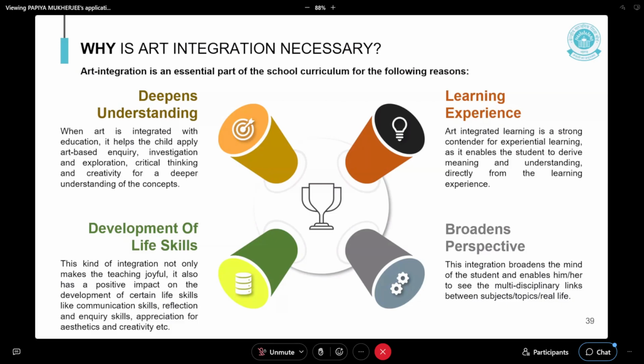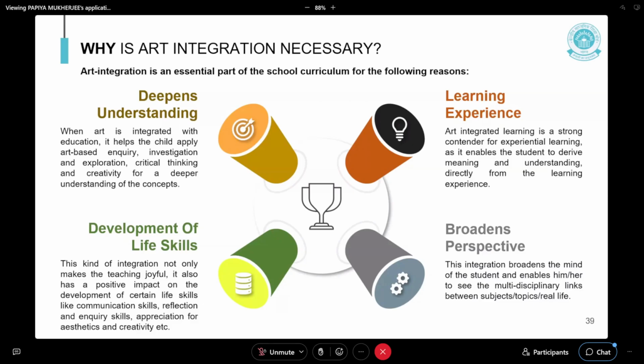Why do we feel that art integration is necessary? It is necessary because it deepens understanding, as it helps the child to apply art-based inquiry, investigation and exploration, critical thinking and creativity. And that is why it allows deeper understanding of academic concepts.